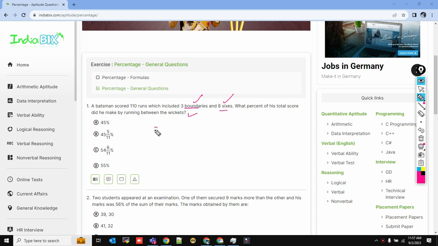So 3 boundaries will be 3 into 4, which is 12, and 8 sixes will be 8 into 6, which is 48, and this will be 60. And how many runs? So 110 total runs scored minus the boundary runs will be 50. So totally he scored 50 runs running between wickets. And what is the percentage of 50 in 110?